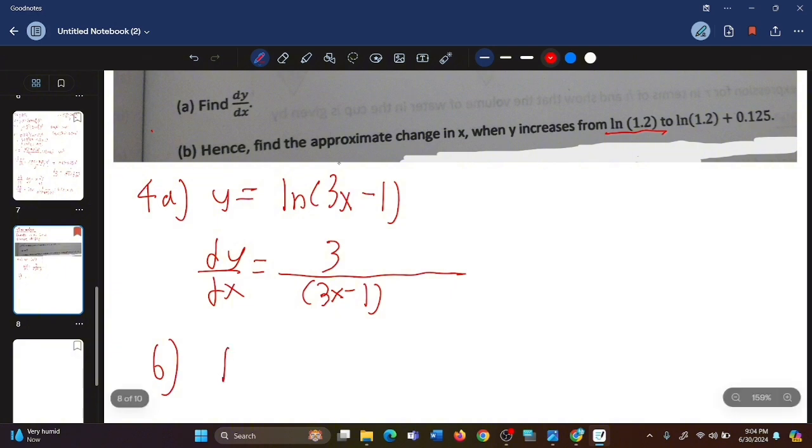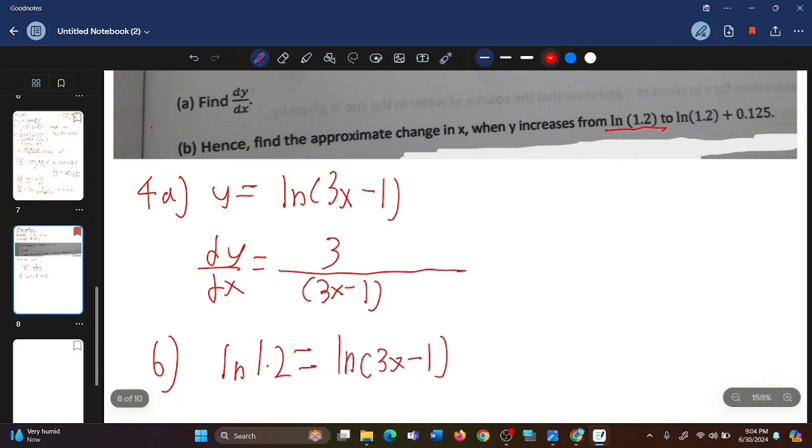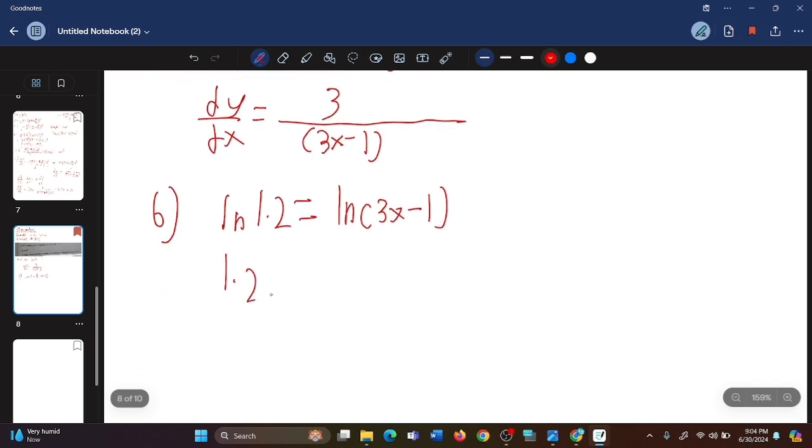Let's do it. To find the initial value of x, in y we substitute ln 1.2, then we equate it to ln of 3x minus 1. If we cancel the ln from both sides, we can say 1.2 is equal to 3x minus 1. So now we can make x the subject. x becomes (1.2 plus 1) by 3. So x becomes 11 by 5, 15, not 5, 15 actually. 11 by 15.